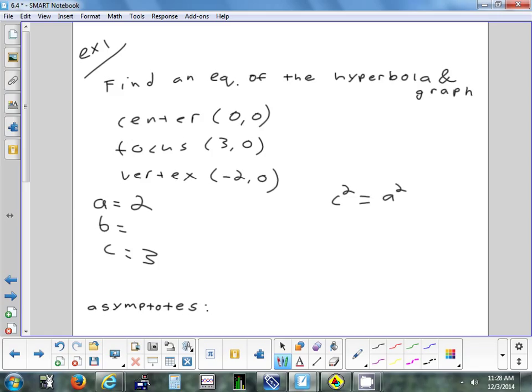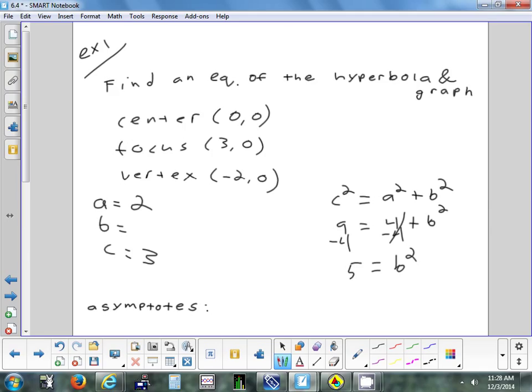Yep, so C squared equals A squared plus B squared. Just remember that for a hyperbola, now you use plus, not minus. Okay, so C squared is 9. Let's see, A squared is 4. Subtract 4. And we get 5 equals B squared.